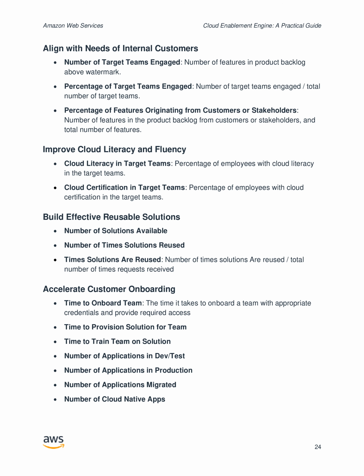Number of target teams engaged, number of features in product backlog above watermark. Percentage of target teams engaged, number of target teams engaged, total number of target teams. Percentage of features originating from customers or stakeholders, number of features in the product backlog from customers or stakeholders, and total number of features. Improve cloud literacy and fluency. Cloud literacy in target teams, percentage of employees with cloud literacy in the target teams. Cloud certification in target teams, percentage of employees with cloud certification in the target teams.